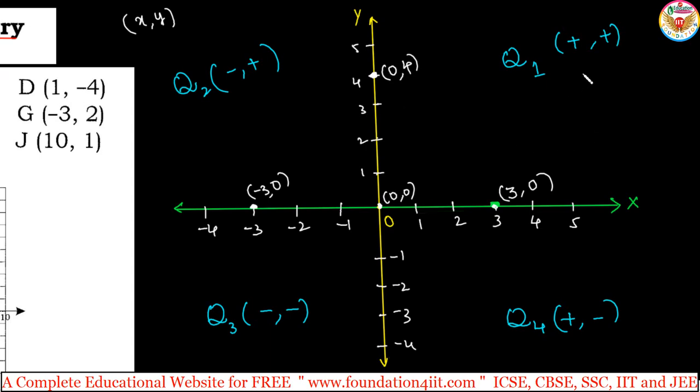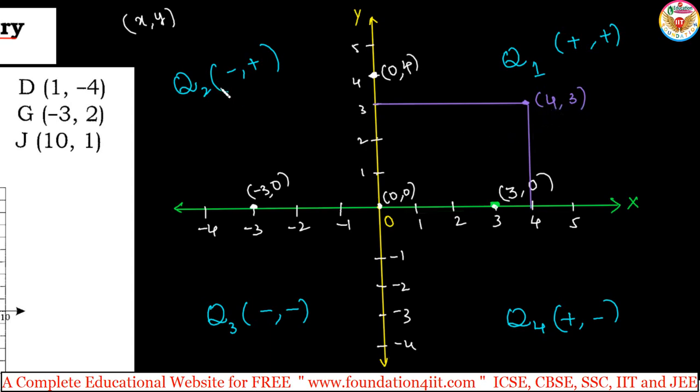Right. Next, if both are positive, it is in the first quadrant. For example, 4 comma 3. Now 4 on the x-axis, 3 on the y-axis. Where these two meet, that is 4 comma 3, because both are positive. Plus 4, plus 3: 4 comma 3.